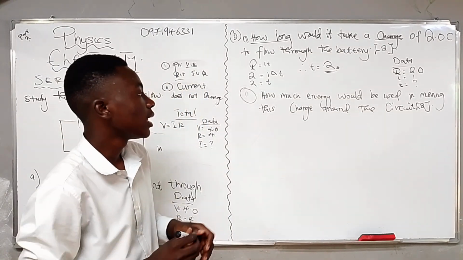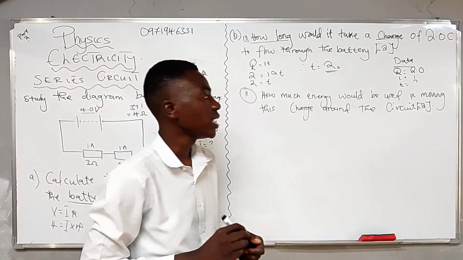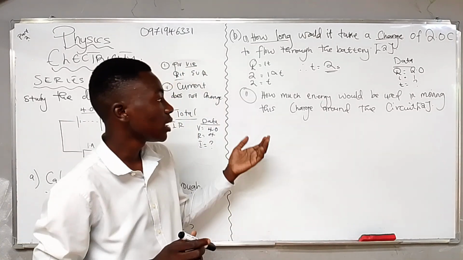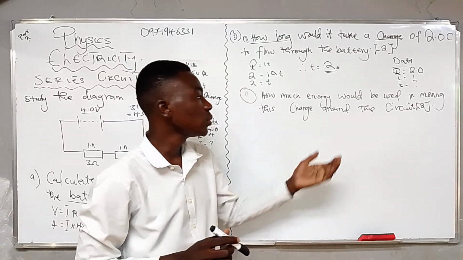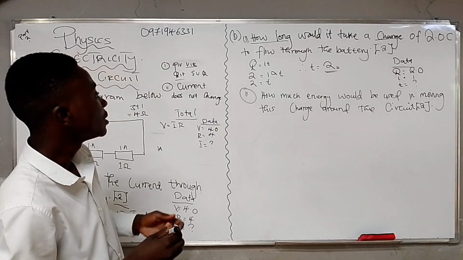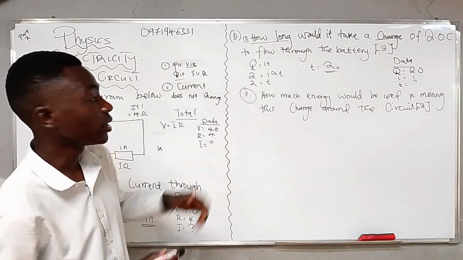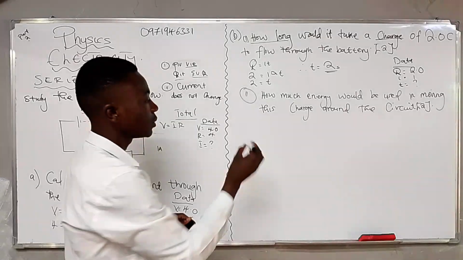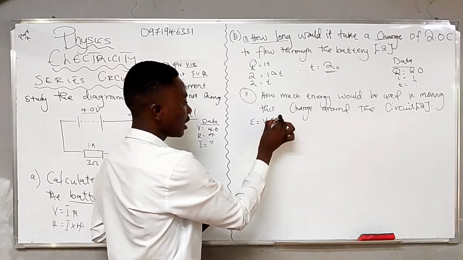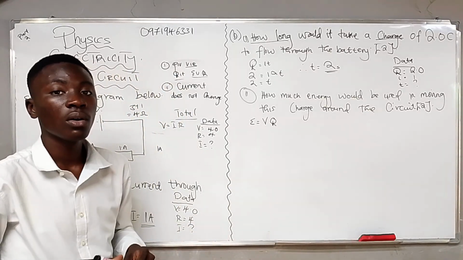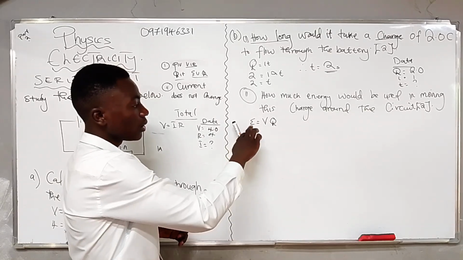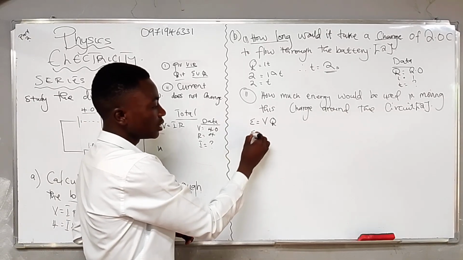Moving on to the last question. How much energy would be used in moving this charge around the circuit? Okay, so where do you get the formula for energy? We have EVQ. So energy is equal to voltage multiplied by the charge. And then you're going to say, what is your energy? So energy, it is the one you're looking for.